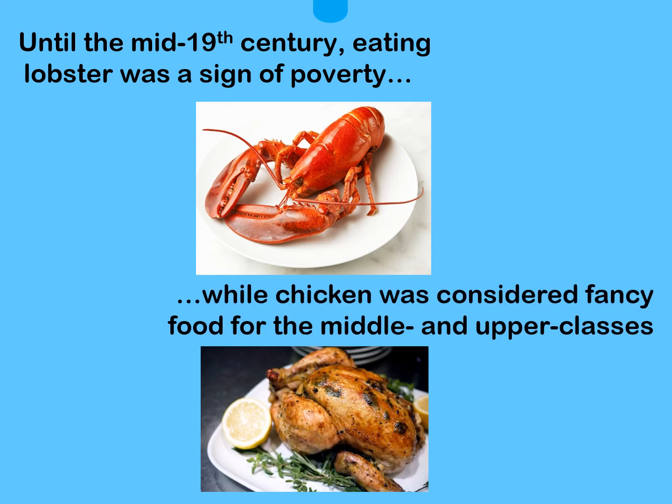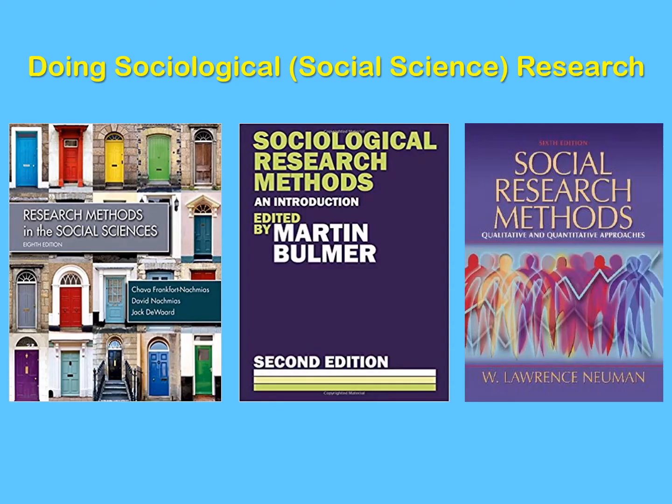Rich people, meanwhile, used to eat chicken. That was considered upper class. Think about how that's flipped now. Now chicken is really cheap. You can buy a lot of chicken very cheaply at a lot of grocery stores, and a lot of poor and working class people eat chicken. Meanwhile, a lot of wealthy people eat lobster. It's all socially constructed.